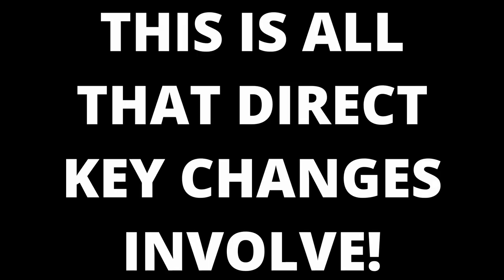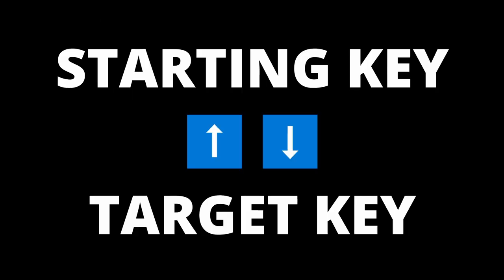This simple idea is basically what a direct key change or modulation by step involves. You start in a particular key and then move up or down a short distance to another key. This modulation is sometimes referred to as a gear shift. There is usually no preparation or nuance. We go from one key up or down to the next.